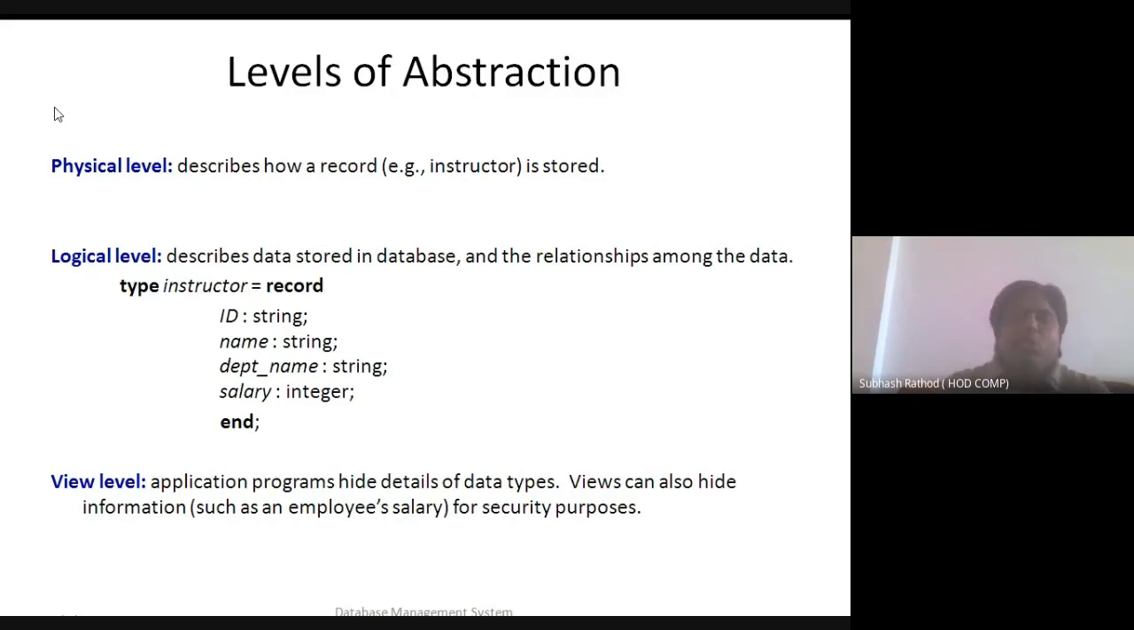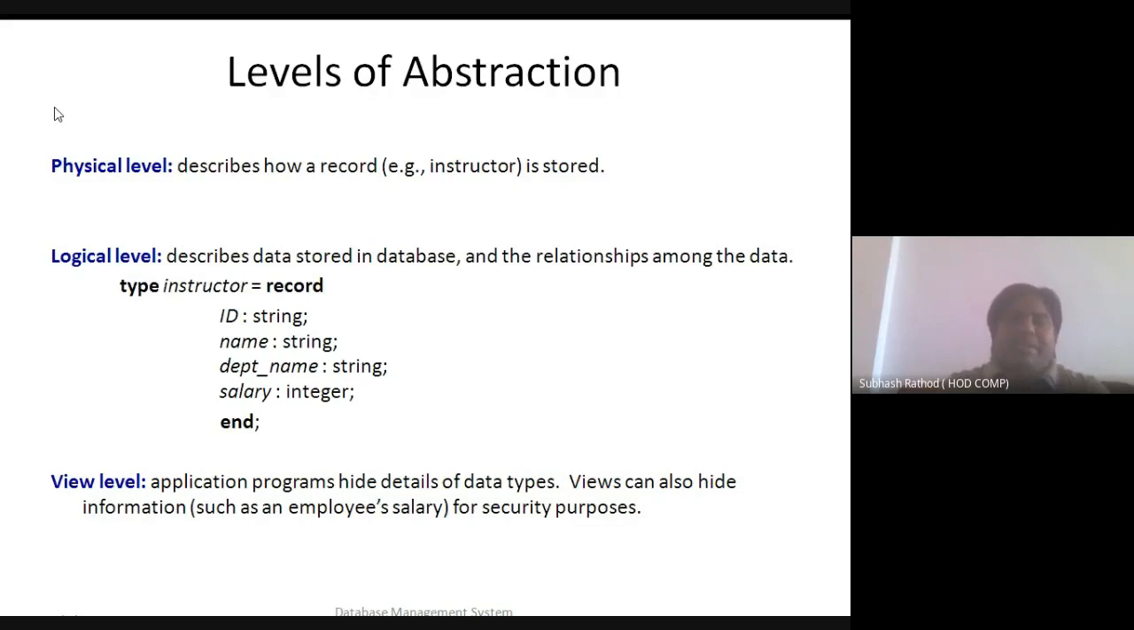It means you are interacting at the view level with the help of a certain application program. You don't know how the data resides and where it resides. So you only get your data. So you are interacting at the view level.